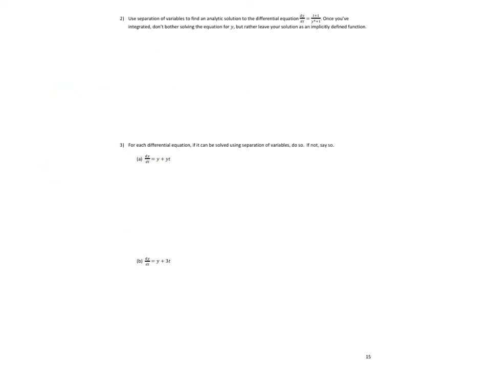Use separation of variables to find an analytic solution to the differential equation dy/dt equals (t plus 1) over (y to the fourth plus 1). Once you've integrated, don't bother solving for y. That is often the hardest part, so that should make things a little easier. Okay, so I have dy/dt equals (t plus 1) over (y to the fourth plus 1).